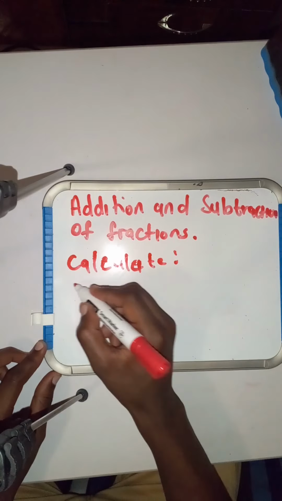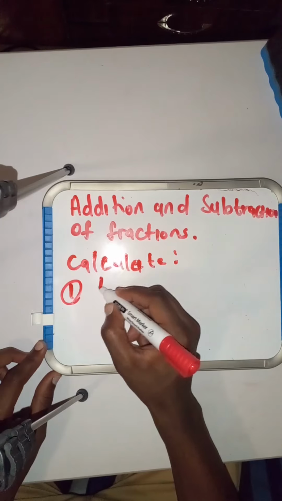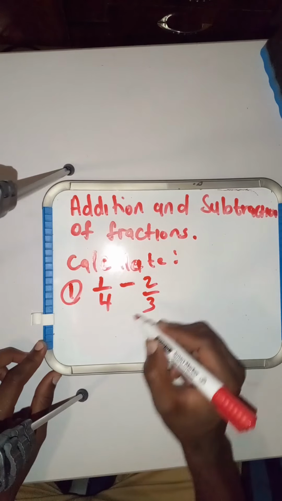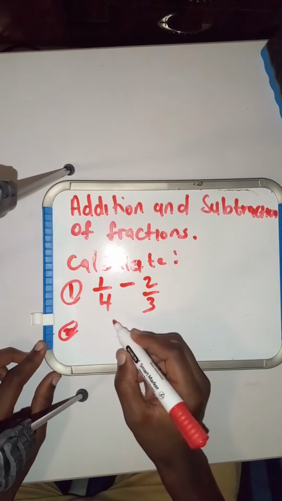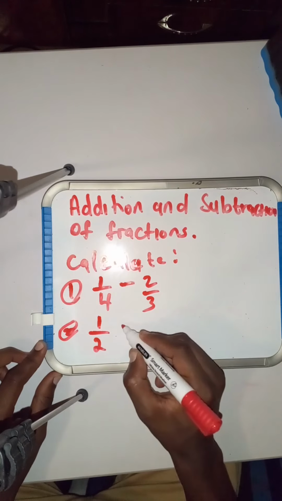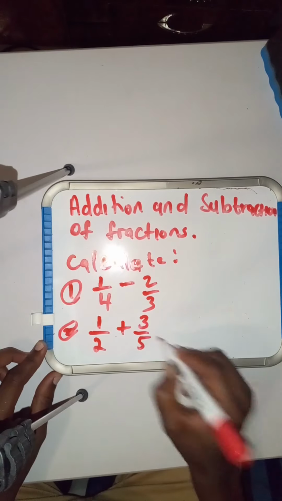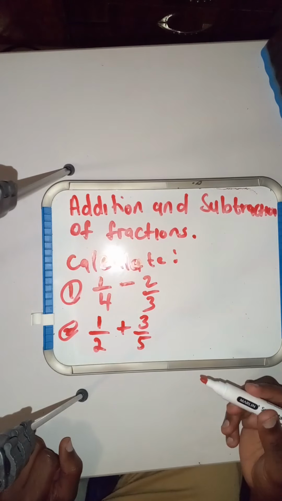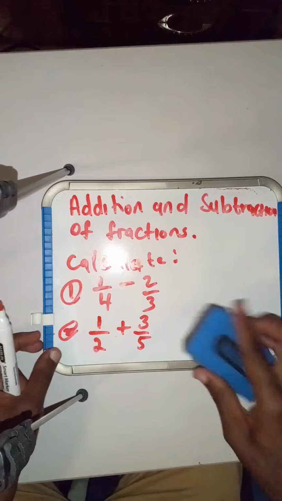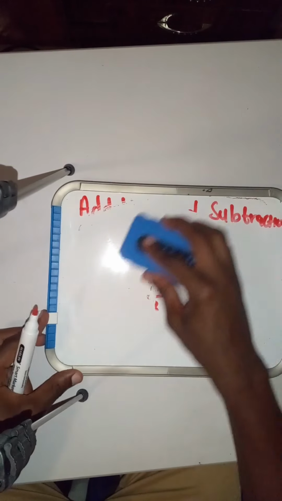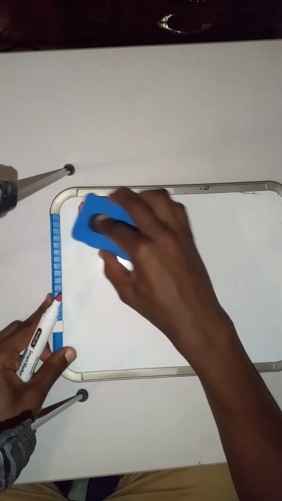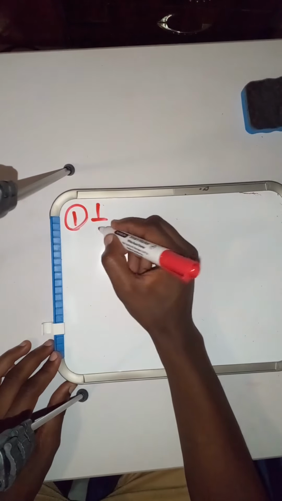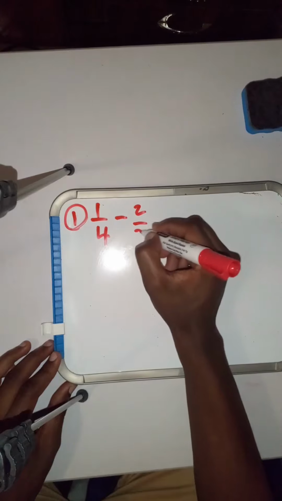the following. Number 1 is 1 over 4 minus 2 over 3. And number 2 is 1 over 2 plus 3 over 5. Right, these are the examples, these are the problems that we need to do. Okay, right, let me erase here so that we will get enough space to work on. Okay, I said number 1 is 1 over 4 minus 2 over 3.